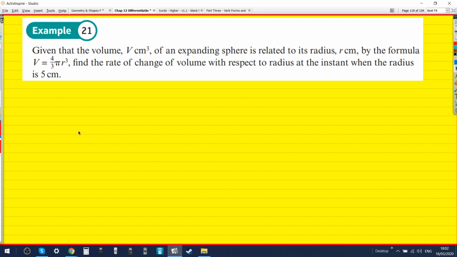So you have to do dy/dx, you change the letters to, I don't know, dV/dr. Why? Rate of change, the one that's with respect to, the bottom one. It's because it's r, not x. And pi is just a number. So we do 3 times 4 over 3 equals 4 pi r squared.